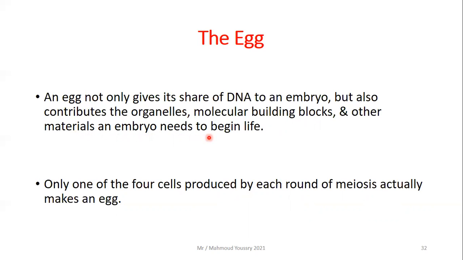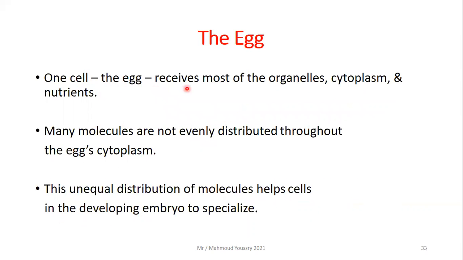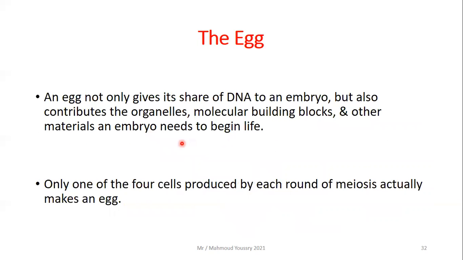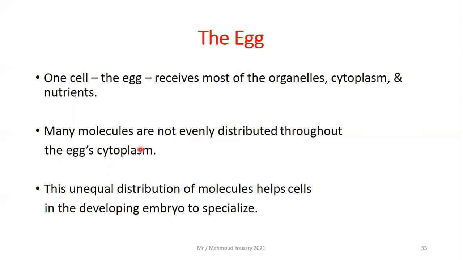This is very important. Only one of the four cells produced by each round of meiosis actually makes an egg. One cell, which is the egg, receives most of the organelles, cytoplasm, and the nutrients. This is why we said that the division is not even in the case of formation of eggs. Many molecules are not evenly distributed throughout the egg's cytoplasm. This unequal distribution of molecules helps cells in the developing embryo to specialize.